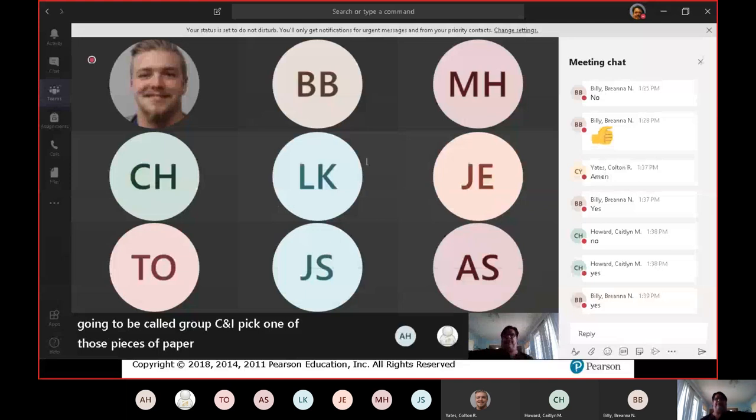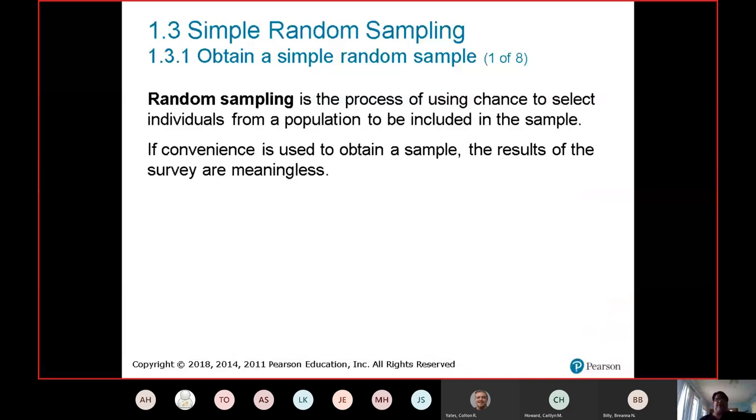Everybody with me? Okay. So why do I tell you that? Because a random sample, a simple random sample, and a systematic random sample are the three best samples. Write that down. They are your best samples because everyone has the same chance of being picked.